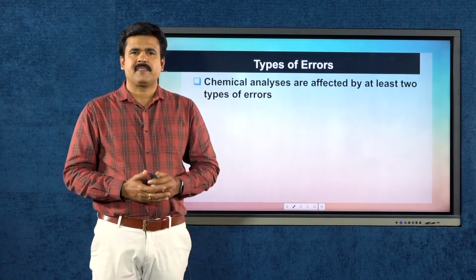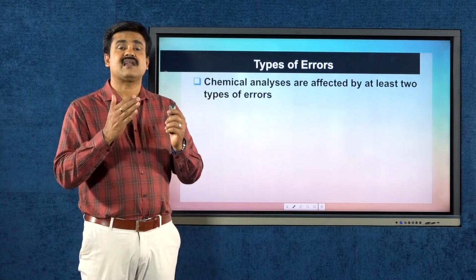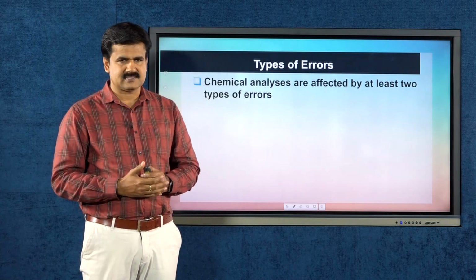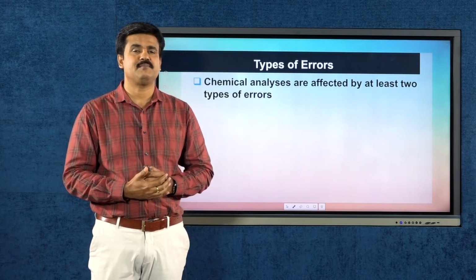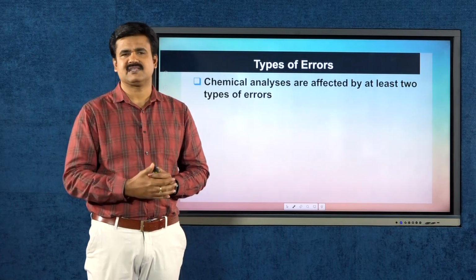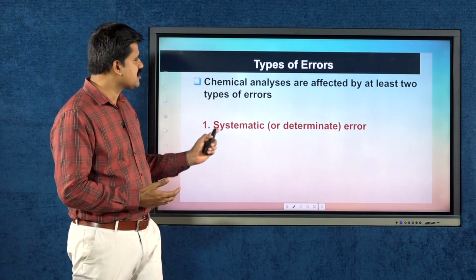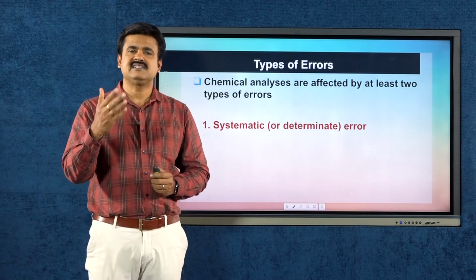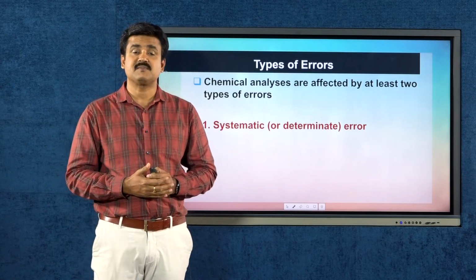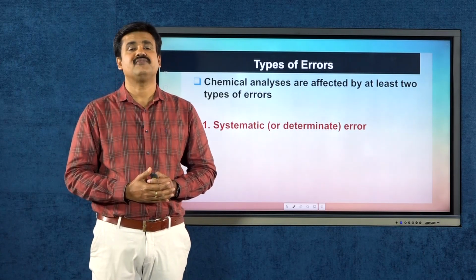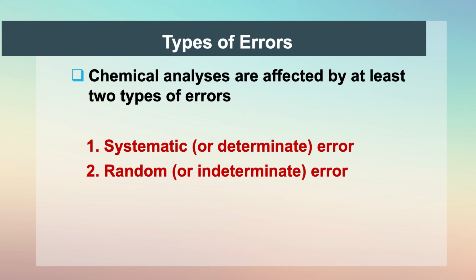First of all, chemical analyses are affected by at least two different types of errors. What are these two different types of errors? You can just remember that the two types of errors are, first one, systematic error, and it has a synonym that is nothing but determinate error. The second category of error is random error. It is otherwise known as indeterminate error.